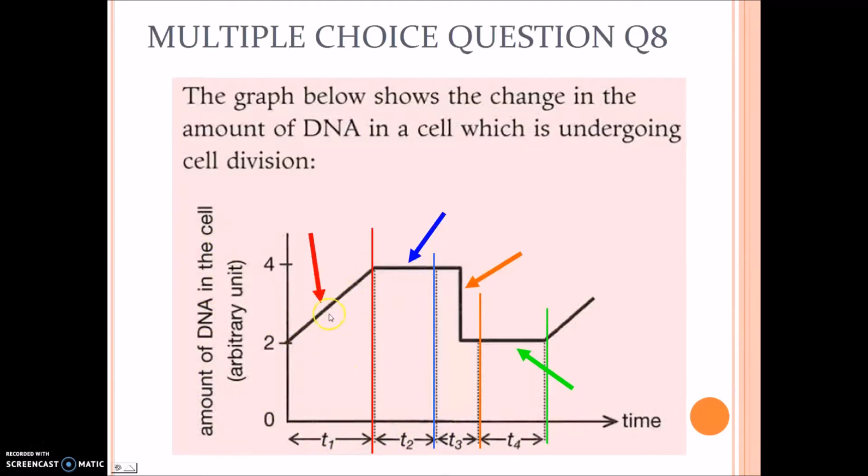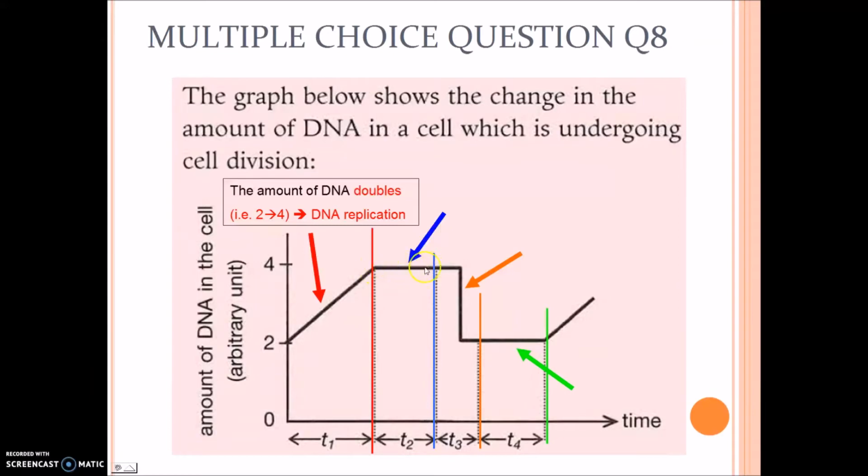So in this case, for the time T1, the amount of DNA doubles from 2 to 4. It refers to the process of DNA replication. That means in this stage, the cell is preparing for cell division, because the DNA will be replicated and then the DNA amount doubles for the nuclear division.